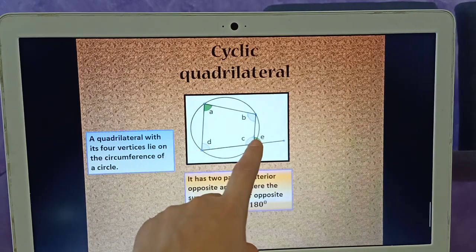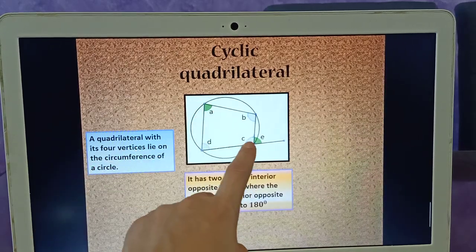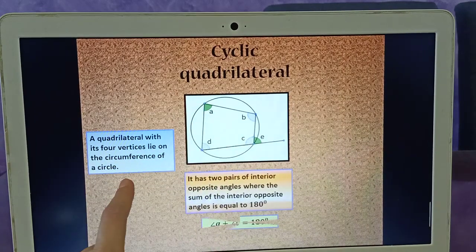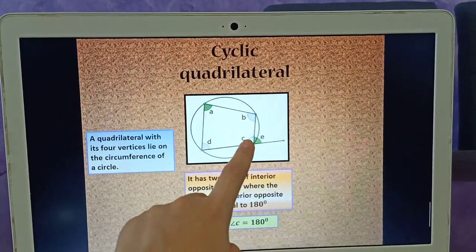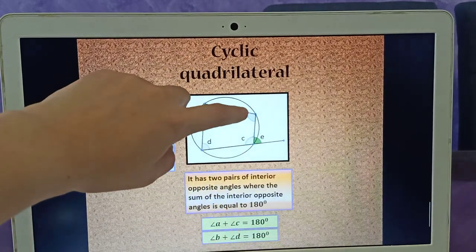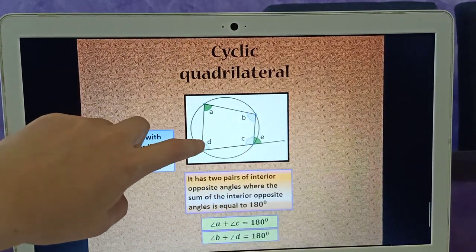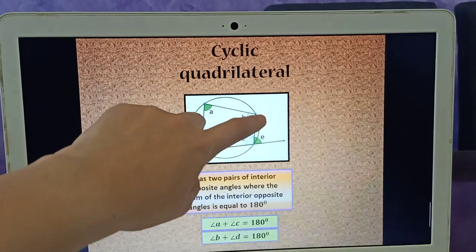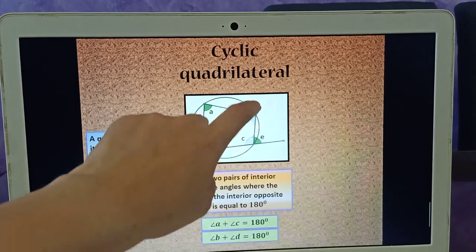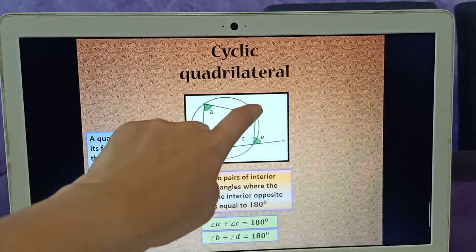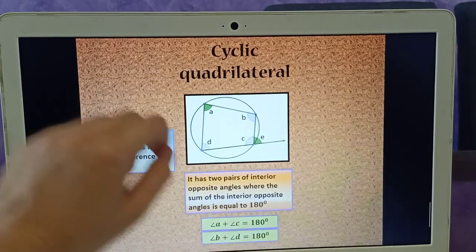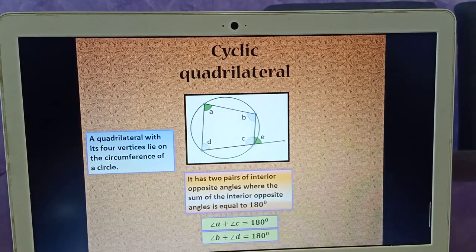And the sum of each pair of these interior opposite angles is 180. So angle A plus angle C is 180 degrees, and angle B plus angle D is also 180 degrees. That's why when we talk about the sum of the interior angles of a quadrilateral, it is always 360 degrees, because 180 plus 180 is 360.